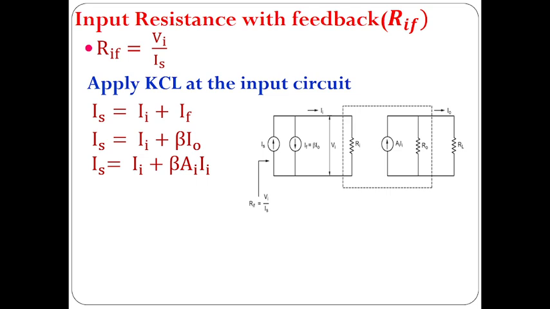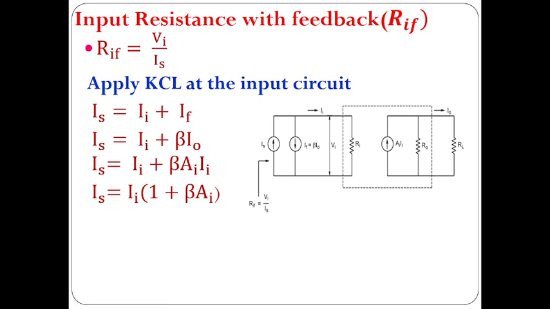Now look at this expression. II is common. You take II common outside, right? So from this one, what is required is you need VI by IS. So you have IS, but you don't have VI. Instead of that, you have II. So replace II in terms of VI.